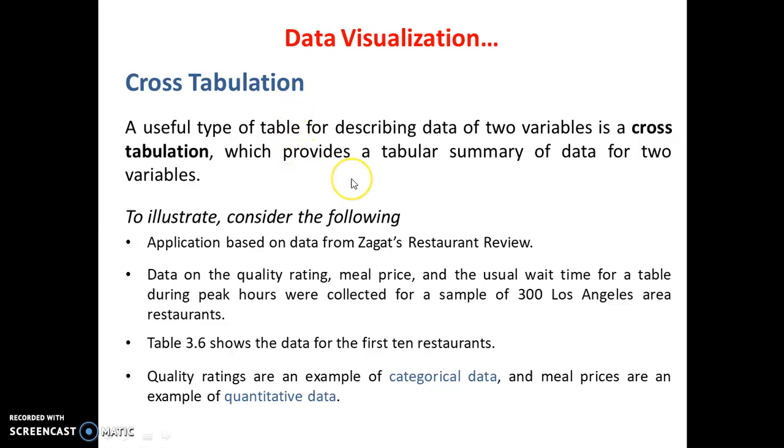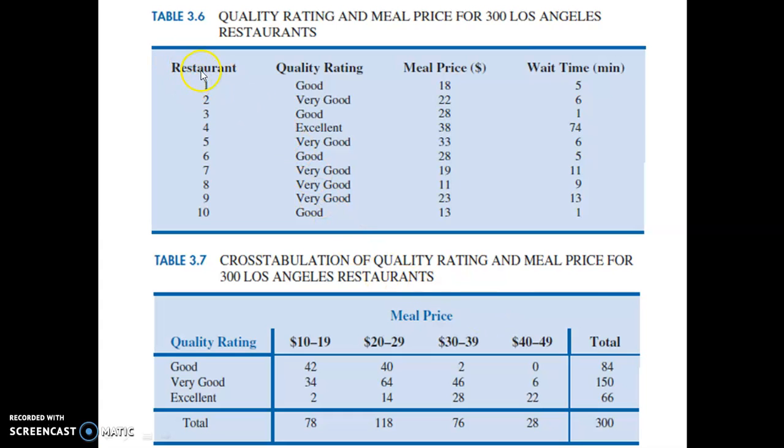And another one is the cross tabulation. It is a useful type of table for describing data for two variables. A cross tabulation provides a tabular summary of the data for two variables. Here we are going to take a restaurant application. There we have different restaurants, and all the restaurants can be reviewed. So here you can see there are different restaurants taken. Almost 300 restaurants have been taken, but here we have listed only 10 restaurants.